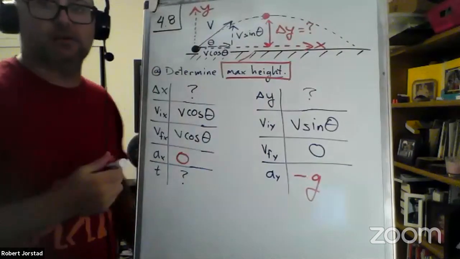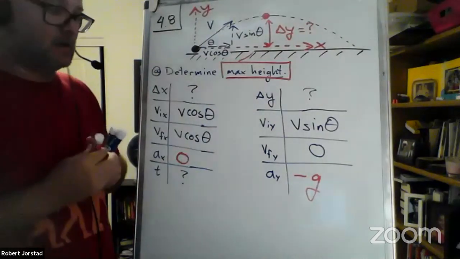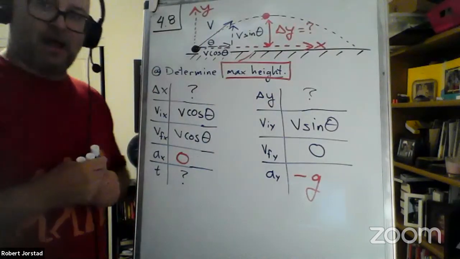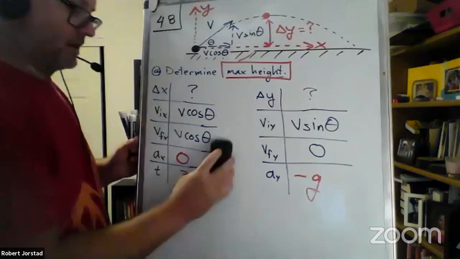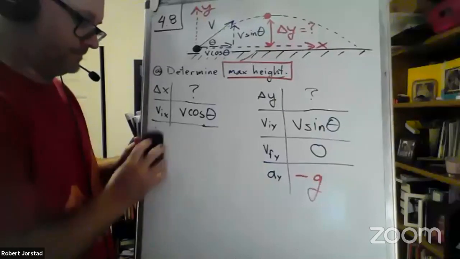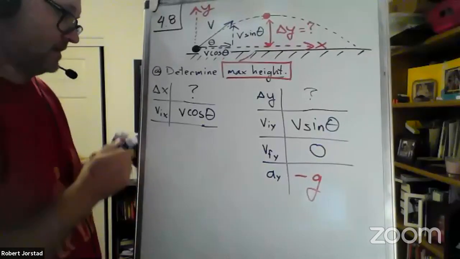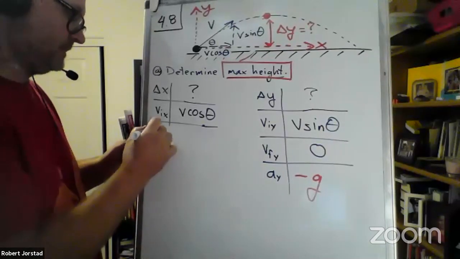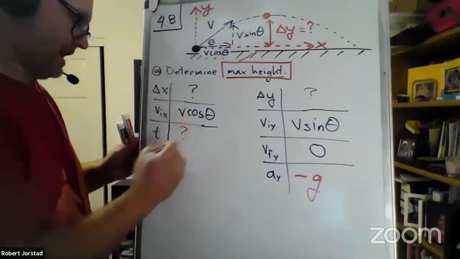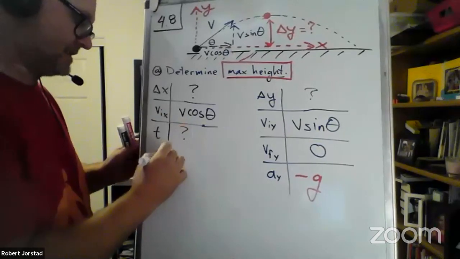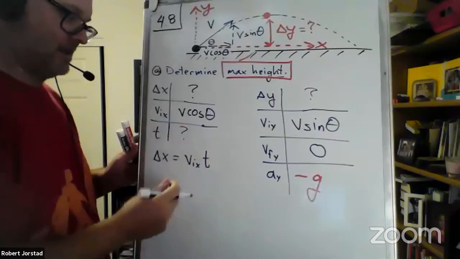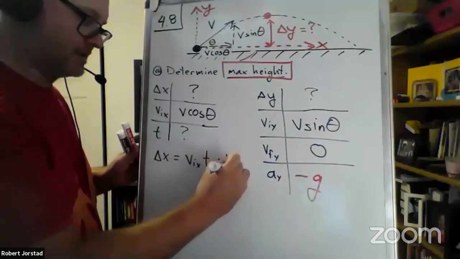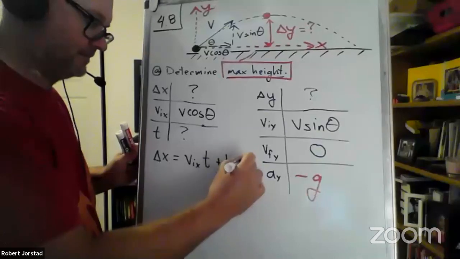That's what we're looking for. All right. Now, from experience, anytime the x is 0, there's only one equation worth writing. We know, maybe I'll put the time here. We still don't know that. I do know that delta x is equal to v initial x times time, right? Or if you wanted to, you could write this out.